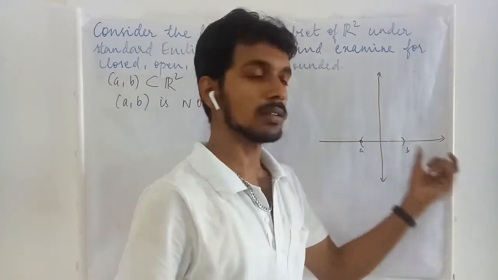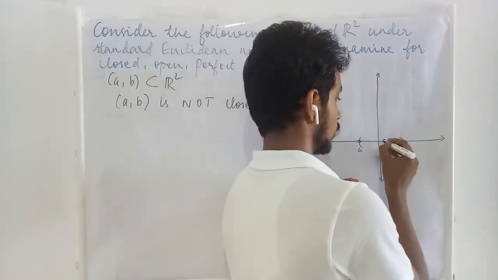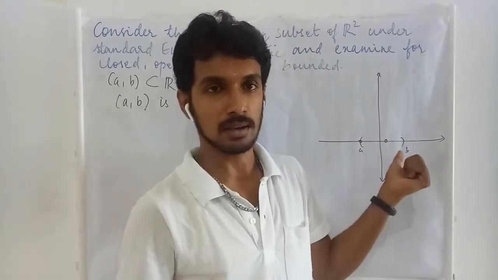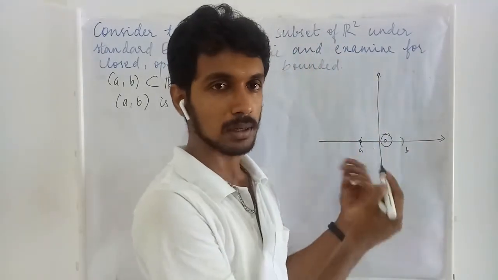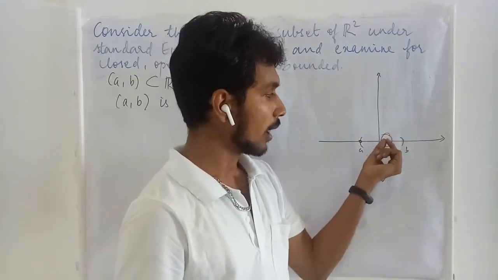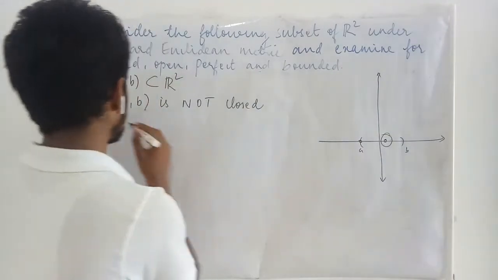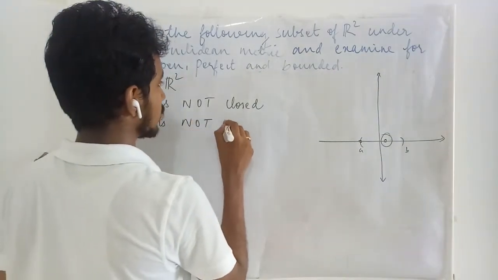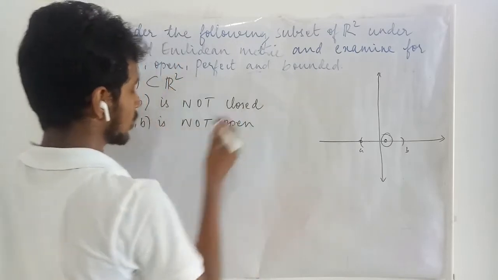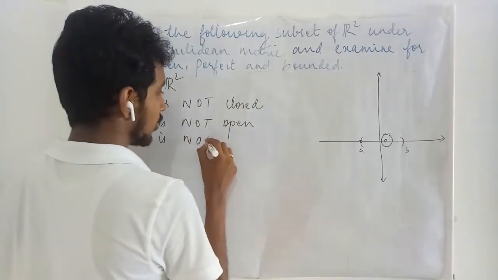Let us see whether this is open or not. Whatever point you choose, you will have a neighborhood of this sort, big radius or small radius, but it is going to be some circle, and the circle has many other points which are not members of this segment. Therefore, this is not open as well. When this is not closed, you can conclude that this is not perfect too.